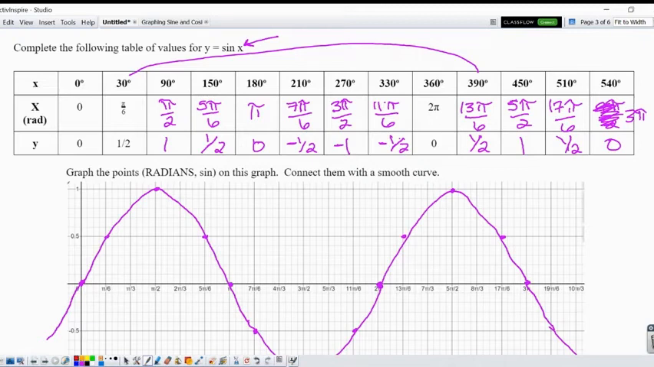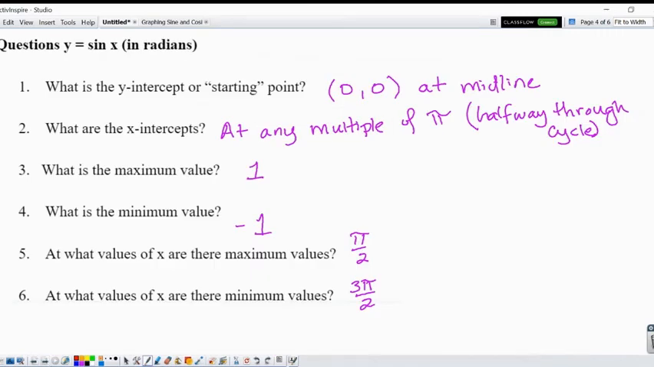do this in another color, is at pi over 2. And the next maximum is over here. How far is it between pi over 2 and 5 pi over 2? This distance is 2 pi, one complete cycle away from each other. So we could also say it's at pi over 2 plus 2 pi n. Every time we go a full 2 pi away from that, we're going to be back at a maximum value. The same is true for the minimum because it's going to keep repeating. Every time we go through a full cycle, we're going to be back at that minimum value.